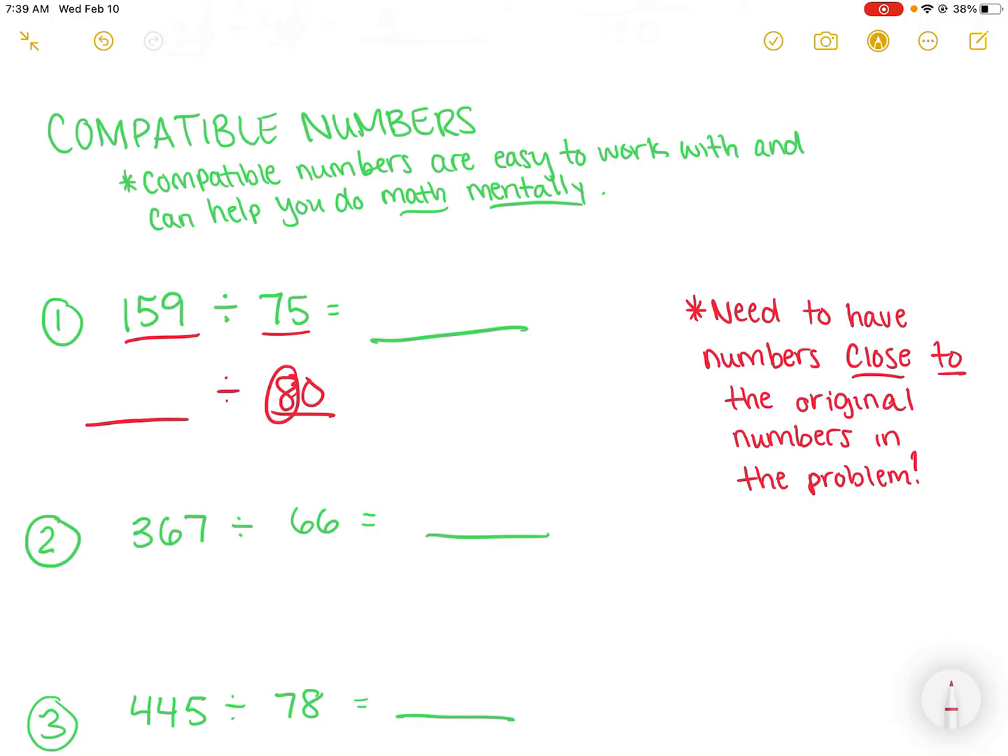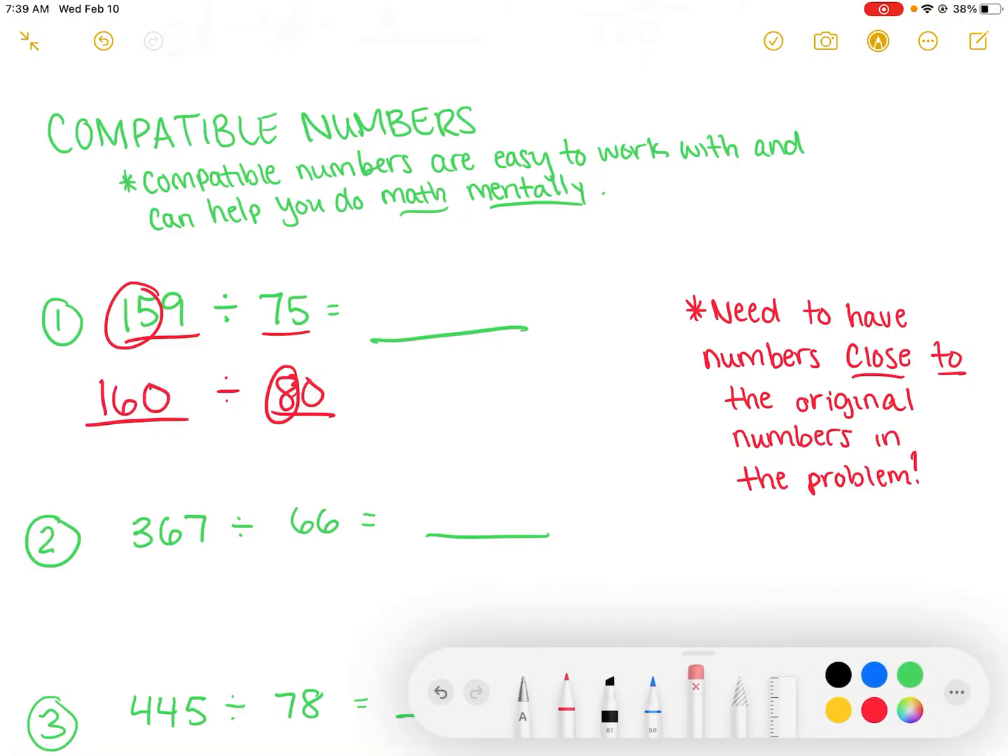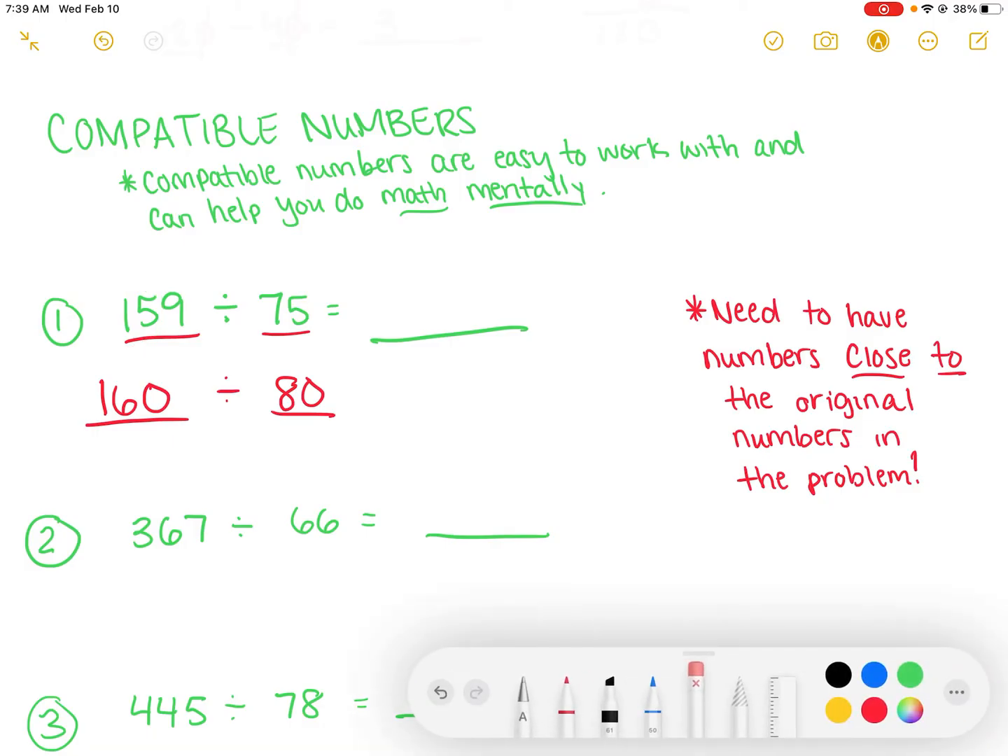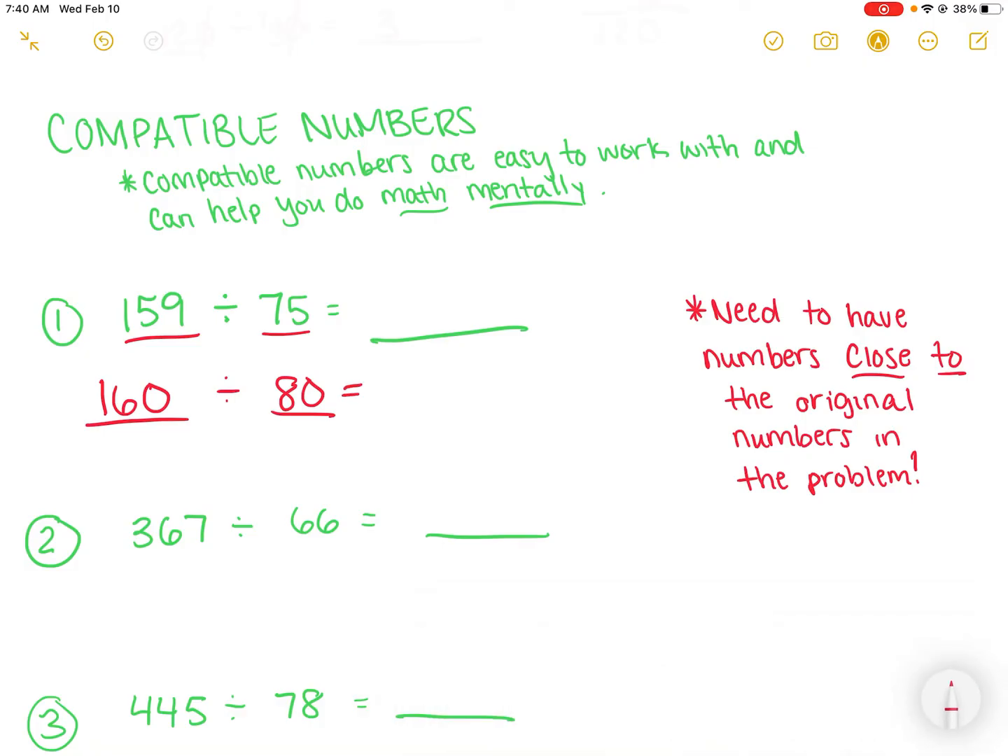Now I don't want to go too high, but I want to change this number into something that is easily divided by 8. So if I count by 8s, I have 8, 16. 16 is close to 15. So what if I changed my number to 160? 160 is close to 159, and 85 is also close to 159. So I could use those numbers as compatible numbers to find my estimated answer.